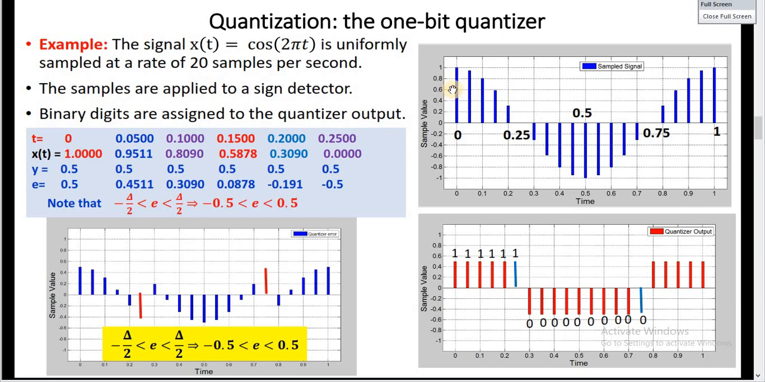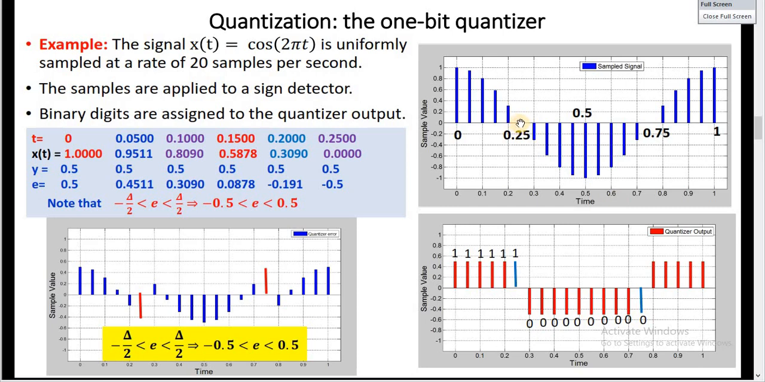If the sample values are positive, they are given one fixed value, which is 0.5. If the sample values are negative, they are given one constant value, which is minus 0.5. Now we come to the boundary.